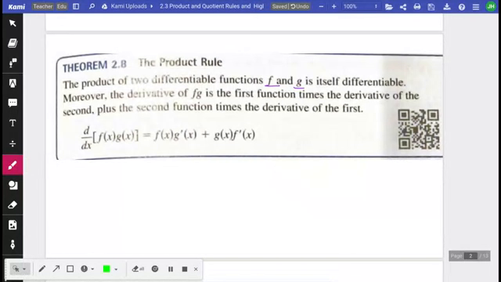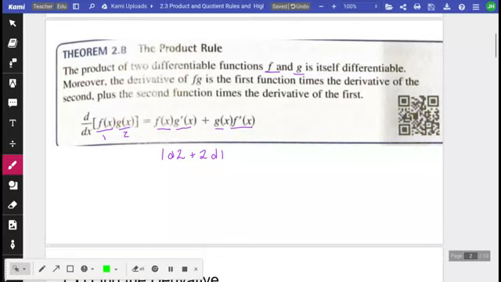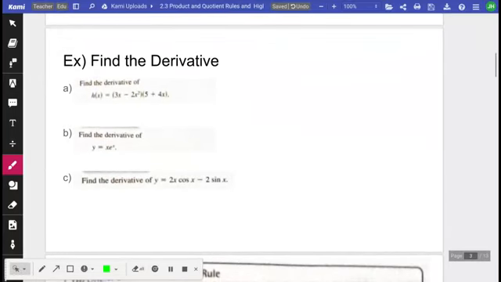And so what you notice is this is my first function and this is my second function. It is the first function times the derivative of the second function plus the second function times the derivative of the first. When I was in high school, my teacher taught me 1d2 plus 2d1, where the d is representing the derivative. So it's the first times the derivative of the second plus the second times the derivative of the first. So we'll do a couple of practice problems.